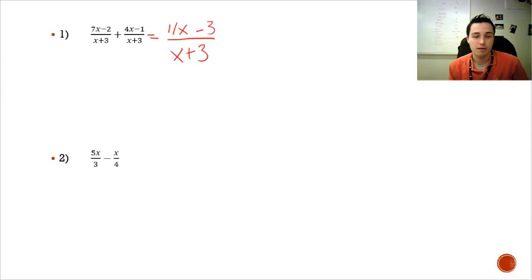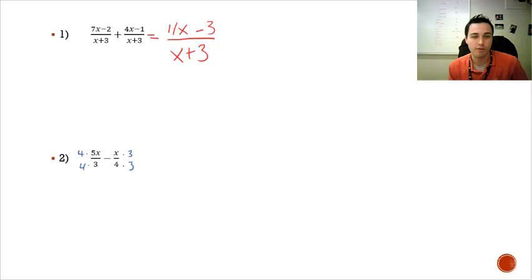Now number 2, the denominators are not the same, so we're going to make them the same by multiplying whatever necessary to get the least common denominator. Well, the least common denominator is going to be 12. 3 and 4 both go into 12. That's the smallest one you can do. So I'm going to multiply the first fraction top and bottom times 4, because that's how I would get a 12 on the bottom. And I'm going to multiply the second fraction top and bottom times 3, because that's what I would need to make that bottom 12.